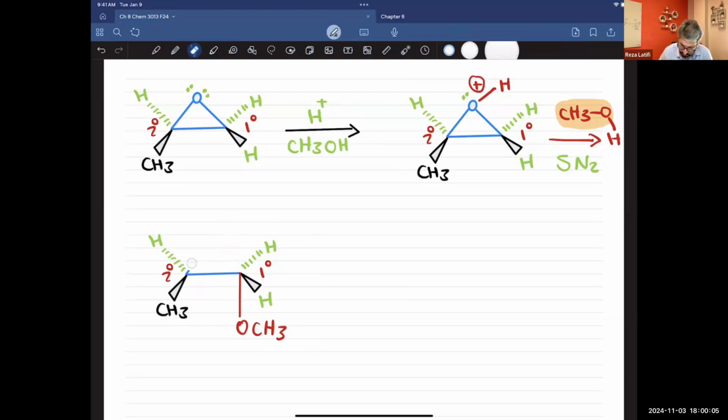And now I will have the OH here. And this is going to be OH. Okay, so as you see, alcohol showed up on the secondary carbon, and the attack happened on the primary carbon.